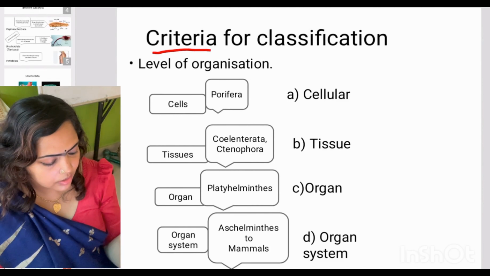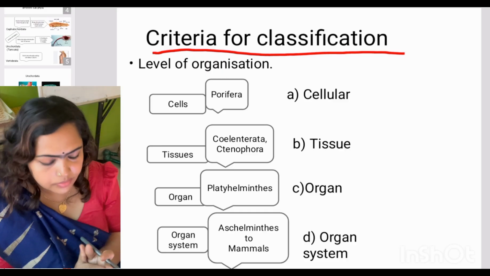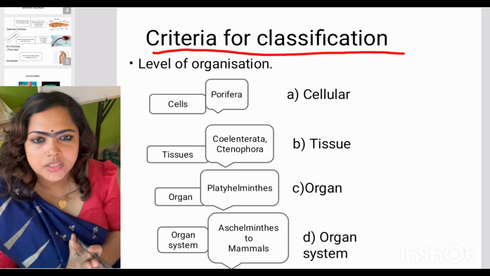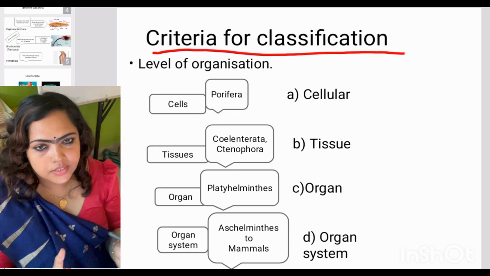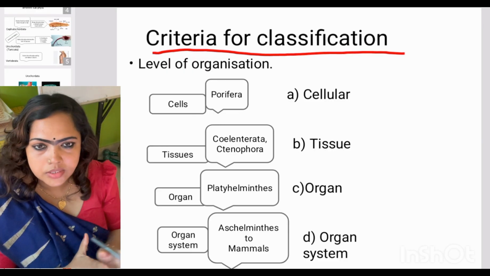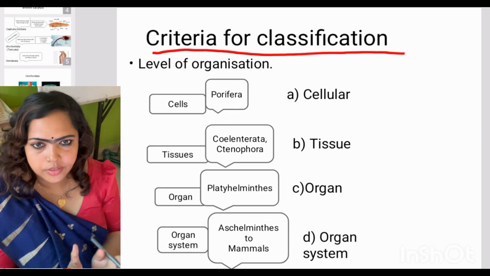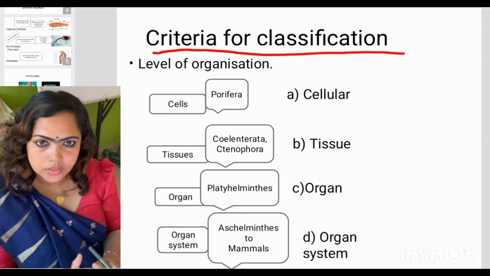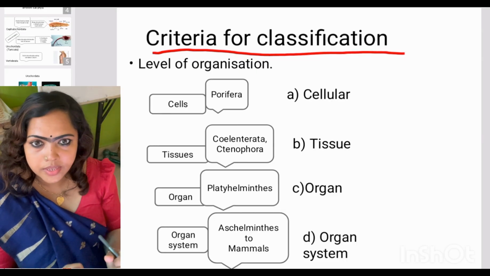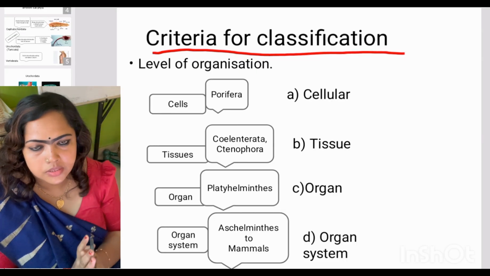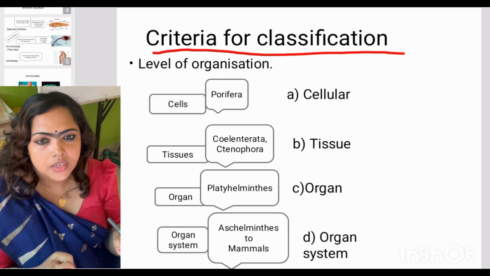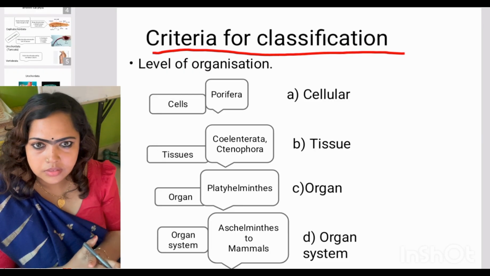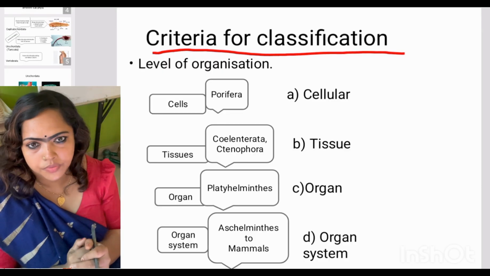Criteria for classification means what features we consider to classify organisms. For example, earthworm under annelids, starfish under echinoderms, sponges under poriferans, and we humans under mammals. How do we classify these organisms, or which characters do we consider? That is actually the criteria for classification.